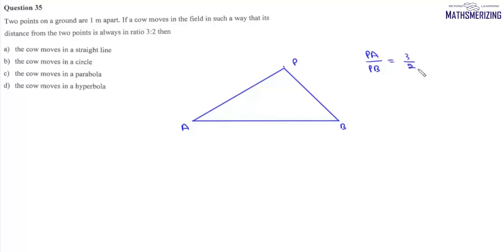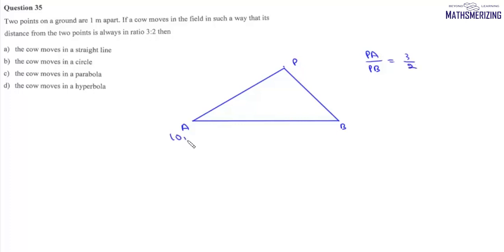Now question number 35 is, 2 points on a ground are 1 meter apart. A car moves on the field in such a way that distance from 2 points is always in the ratio 3:2. Then we need to find locus of this moving car. So we have 2 points, say A and B, and then we have a point P which moves such that PA upon PB is 3:2.